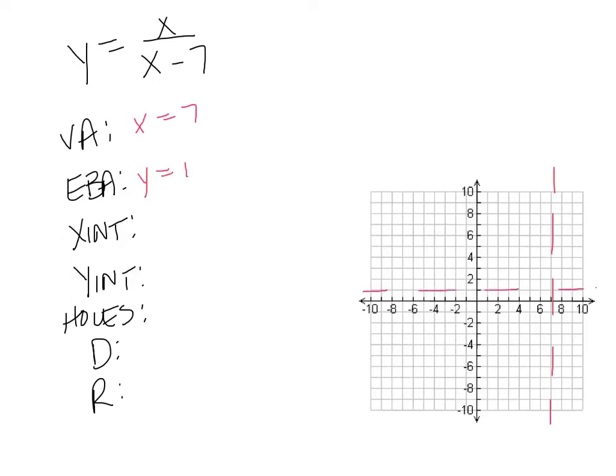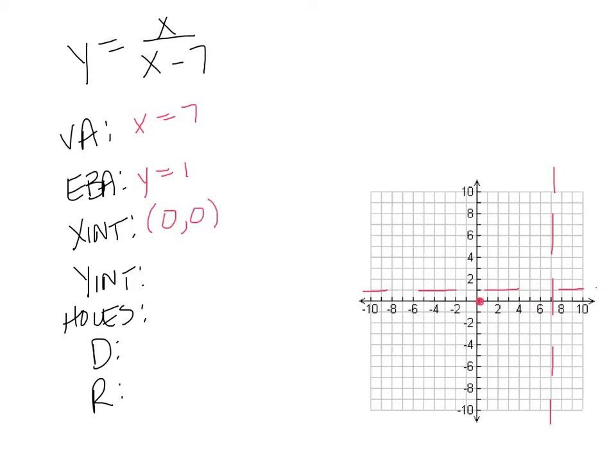Now, the reason I included this in the hard version is that the factor on the top, the numerator, is just x. Remember, we're looking for what makes that factor equal to 0. So in this case, it's just x equals 0. So the x-intercept is 0, 0. It's at the origin.